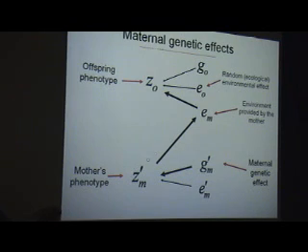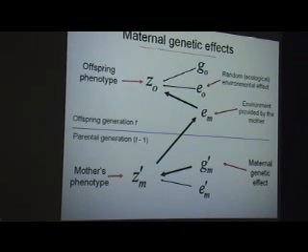Genes in the mother map to the phenotype of the offspring through this pathway, right? So through the fact that they ultimately influence the mother's phenotype, that mother makes some environment or passes something on to the offspring that influences their phenotype. So that's the maternal genetic effect, which is what I'm going to focus primarily on.